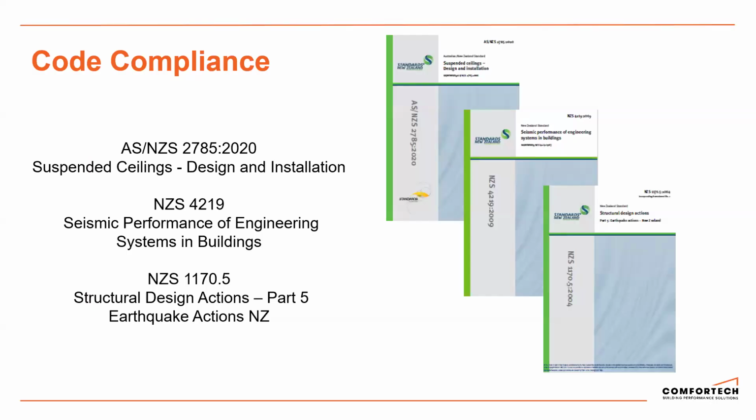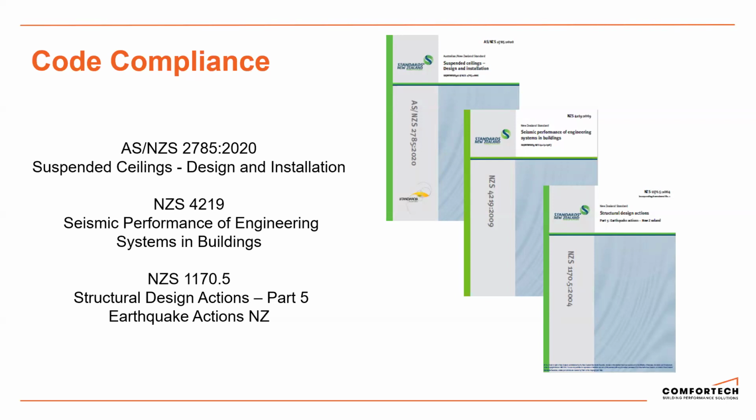So in terms of code compliance, when we're thinking about designing non-structural elements, there are a number of building codes we need to reference. So I realise we're a bit time constrained today, so to keep these ones short: NZS 1170 Part 5, which is your structural design actions for earthquake loads. This is the primary document used to assess and calculate seismic requirements for structural and non-structural elements.